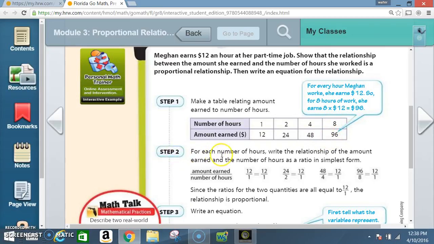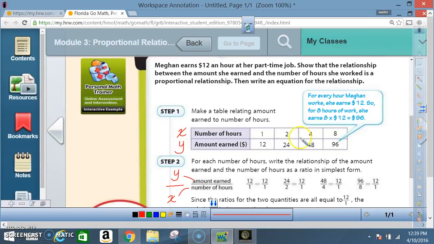Step 2. For each number of hours, write the relationship of the amount earned and the number of hours as a ratio in simplest form. So in other words, you're going to write amount earned on top and number of hours on the bottom. In other words, Y is on top, X is on the bottom. So on the table, X would be your number of hours, Y would be the amount earned. So down here, when they say make a ratio, the ratio is going to be Y over X. Y over X.